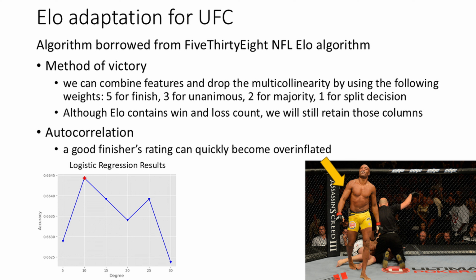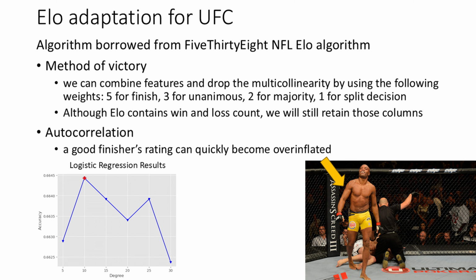We will convert our method of victory column into our ELO column. So a weight of 5 will be awarded if a finisher was used, such as a knockout or submission. 3 for a unanimous decision, 2 for a majority decision, 1 for a split decision. We could run into a problem where a fighter that is good at finishing fights can also have their ELO score quickly overinflated, so autocorrelation should be used.